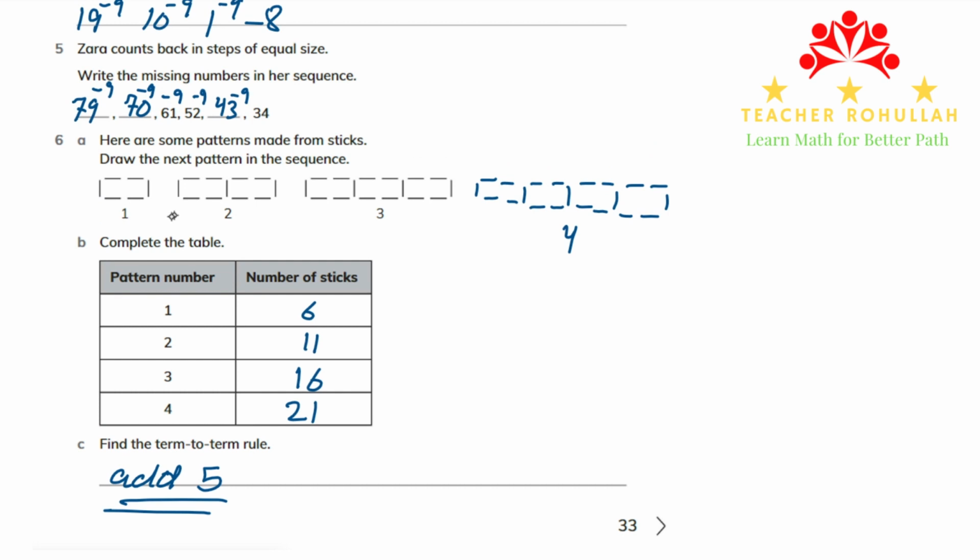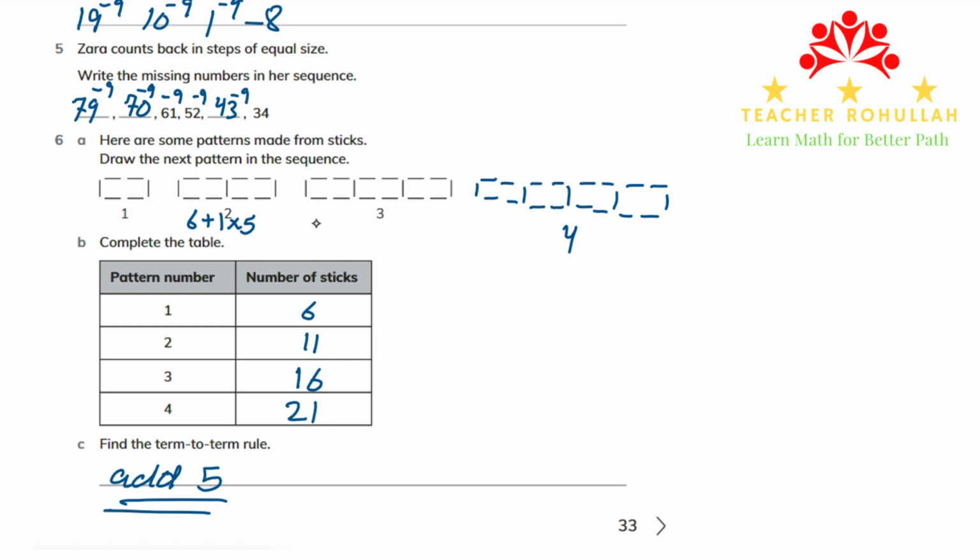Over here, the first pattern is having 6 sticks. So the second pattern is 6 plus 1 times 5. 6 plus 1 times 5 is 11. 1 times 5 is 5. 5 plus 6 is 11.